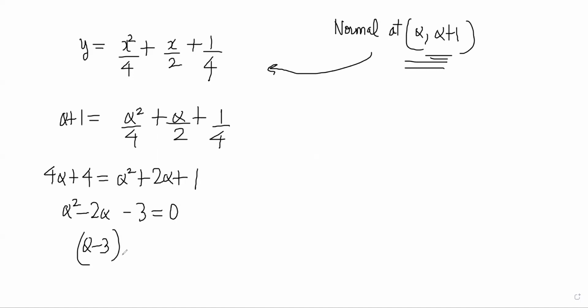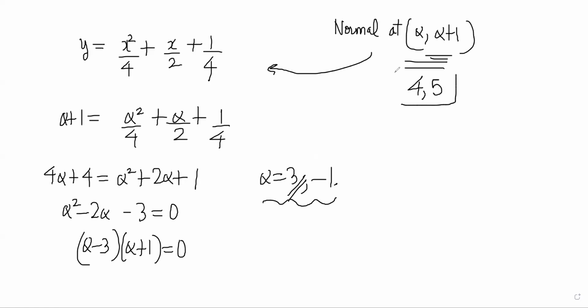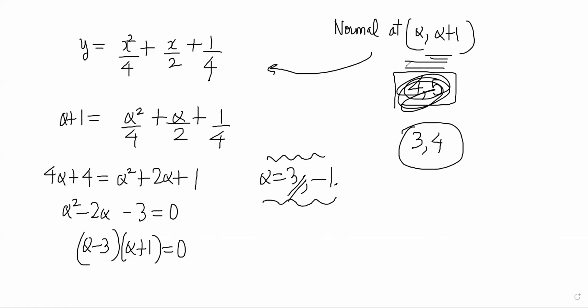Alpha minus 3, alpha plus 1. So we are getting alpha could be 3 or alpha could be minus 1. And we want the point to be in the first quadrant. So we'll take the 3, and it will be, not 4 comma 5, it will be 3 comma 4, because we want to find the point in the first quadrant.